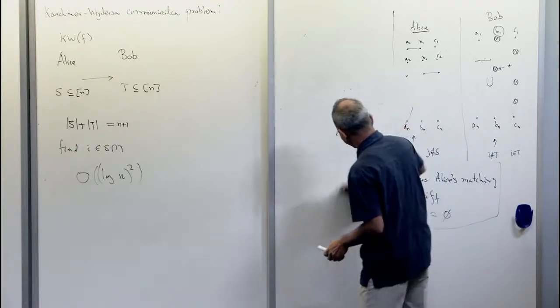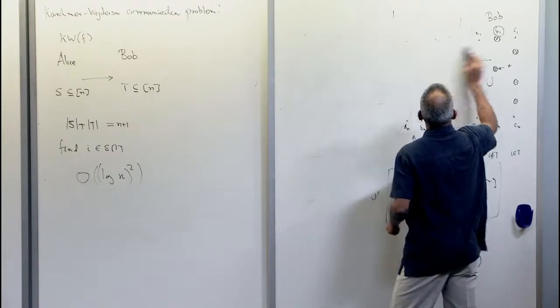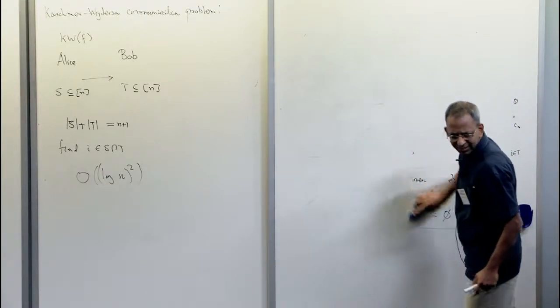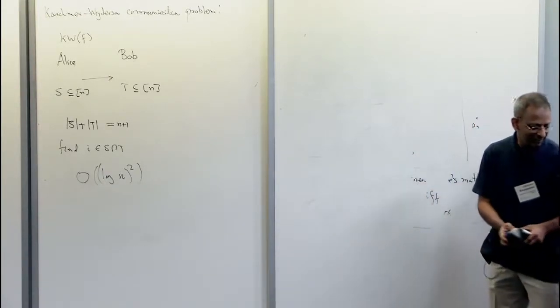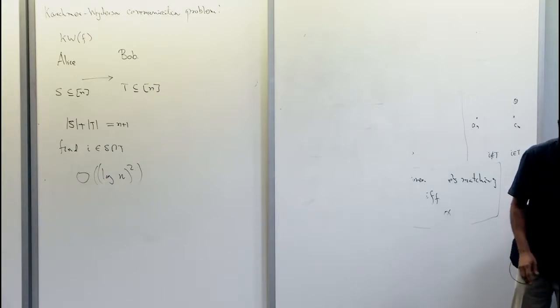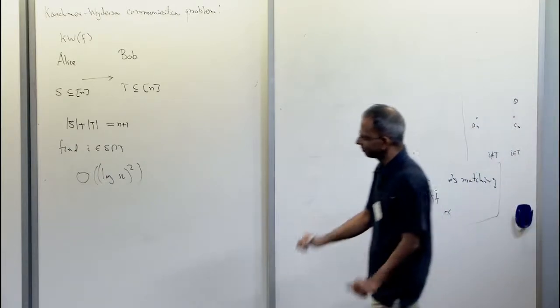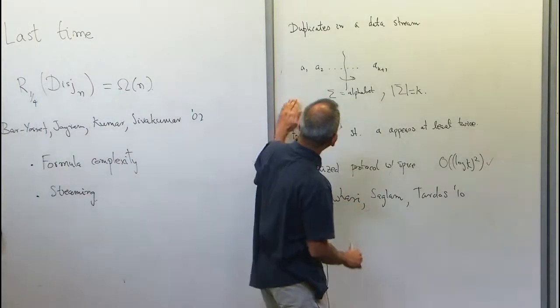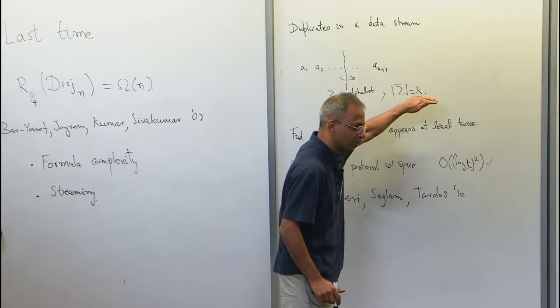I'll just tell you what it does. Sorry, I think I missed it. So how are the space and the communication complexity equivalent? It's not equivalent, but a lower bound for communication complexity implies a lower bound for space, as follows. Suppose you had an efficient streaming algorithm for this problem.